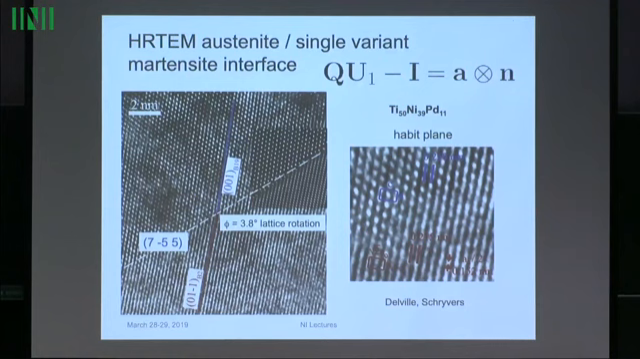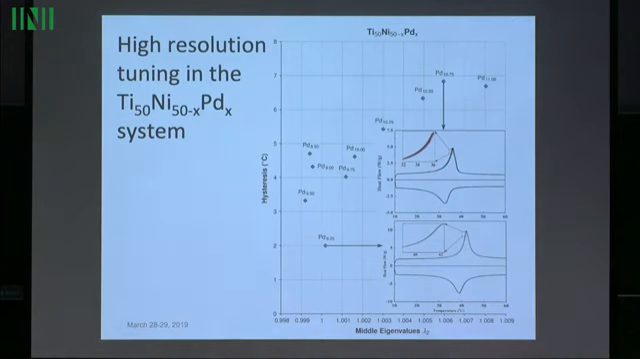Okay. This is a high-resolution picture of an exact interface between austenite and martensite in titanium nickel palladium, and the measured normal to this interface is 7 minus 5. That agrees very well with the N, and the lattice rotation is 3.8 degrees. That agrees very well with the angle in Q, so you can have a nice agreement between the theory and the experiment.